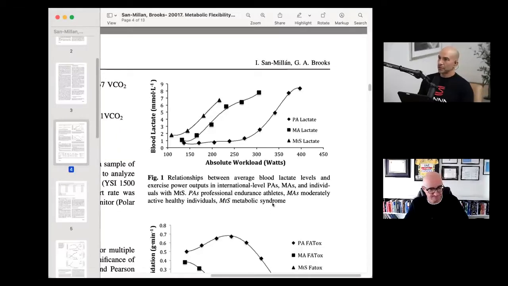So what stands out to me is a couple of things. The triangles represent metabolic syndrome. The squares represent kind of a modestly trained athlete, and then the little diamonds represent a professional athlete. The first thing that stands out to me, and we're going to talk about this later, so I'll put a little pin in this, is that the people with metabolic syndrome have a resting lactate that's almost 2 millimole. Yeah?